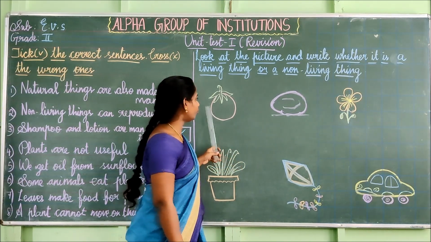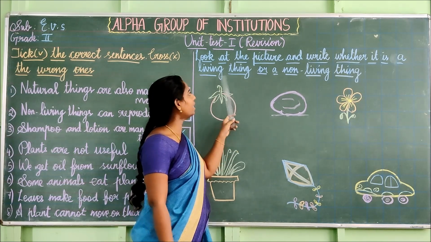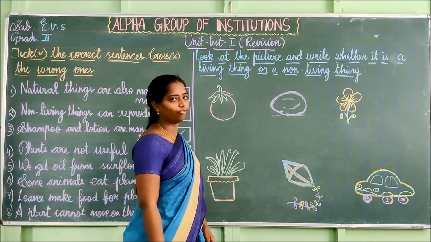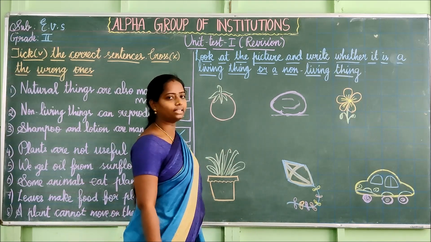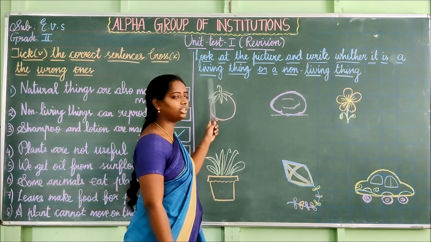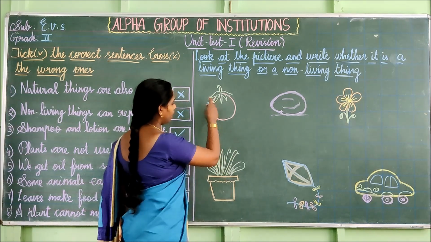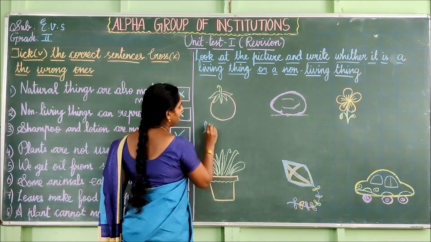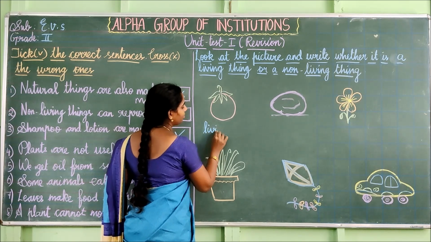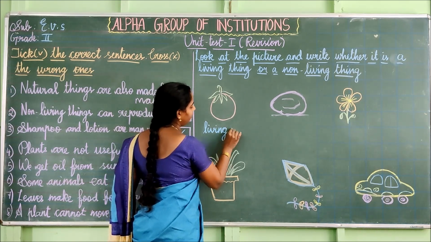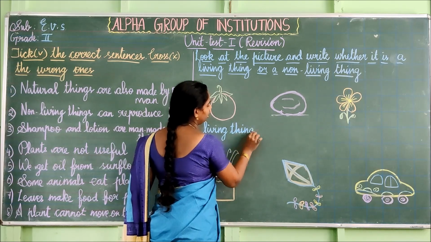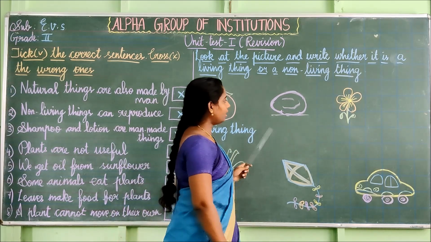Okay, if you don't know the spelling for living things, you can refer to the heading and you can write, okay? But you must know the spelling for all these things because we have studied this in detail, isn't it, children? Okay, living thing. So you have to write living thing here. L-I-V-I-N-G. Living thing. T-H-I-N-G. Living thing.